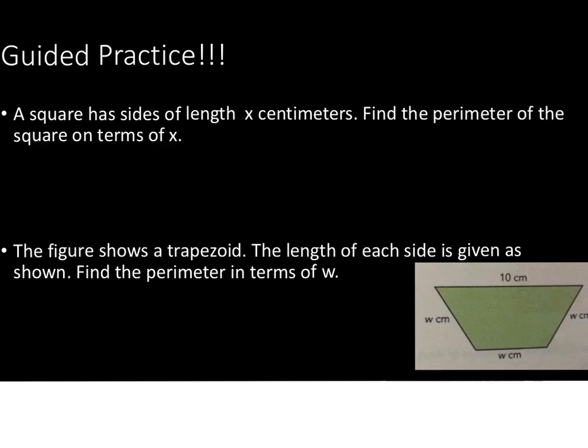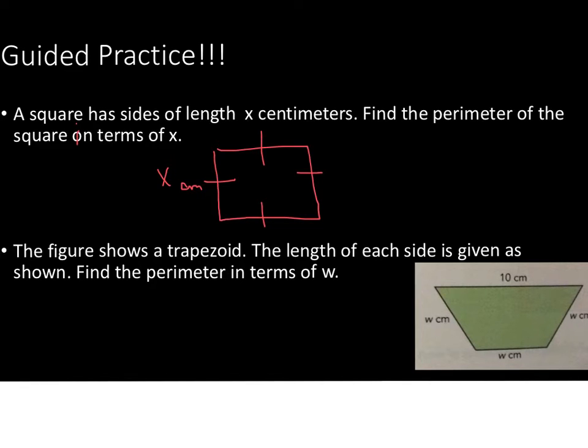All right, so some more guided practice. Go ahead and write these down and copy that picture. It says a square has a length of x centimeters. The square has sides of length x centimeters. So first of all, we know a square, all 4 sides are the same. And we know that this is x centimeters. They want us to find the perimeter of the square in terms of x. That should be an I, not an O.